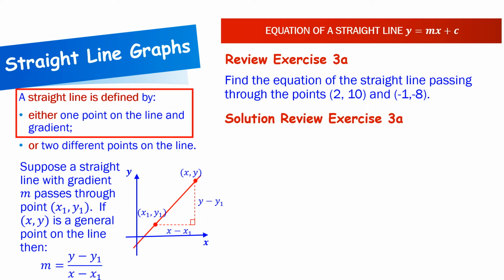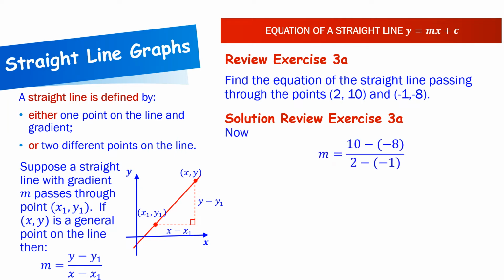So let's solve this. Now the gradient of the line is m equals (10 minus -8) over (2 minus -1). This equals 18 over 3, which is 6. So m is equal to 6.